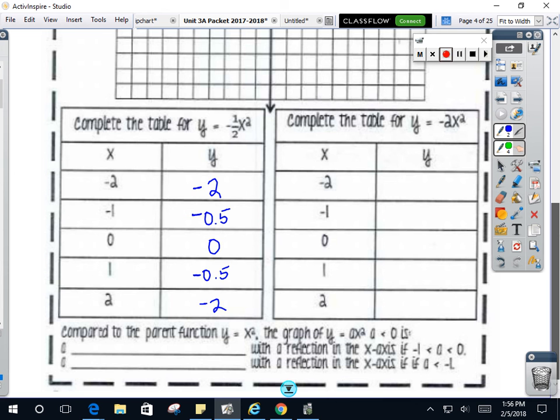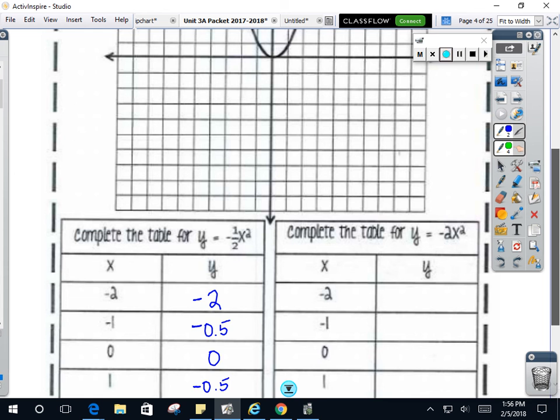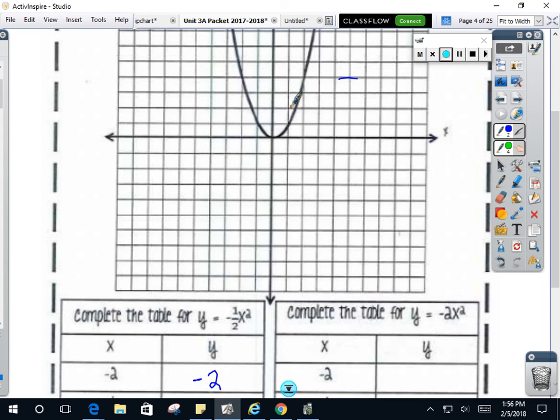Okay, now we're going to plot those 5 points. How do we plot the point -2, -2? Left 2, down 2. How do we plot the point -1, -1/2? Left 1 and then down 1/2. And then 0, 0 is just at the origin. 1, -1/2 will be right 1, down 1/2. So in the same place, but on this side of the y-axis. And then 2, -2 would be right 2, down 2.